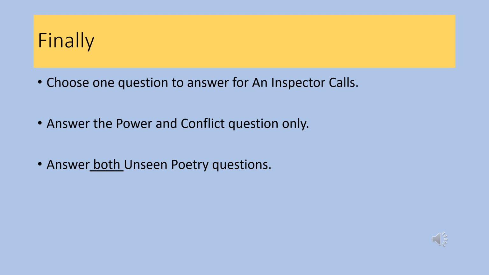Finally, it is important to remember that on this paper you choose one question to answer for An Inspector Calls and only write a response for that one question. Answer the power and conflict question only. Do not answer the question of love and relationships, and make sure that you answer both unseen poetry questions.